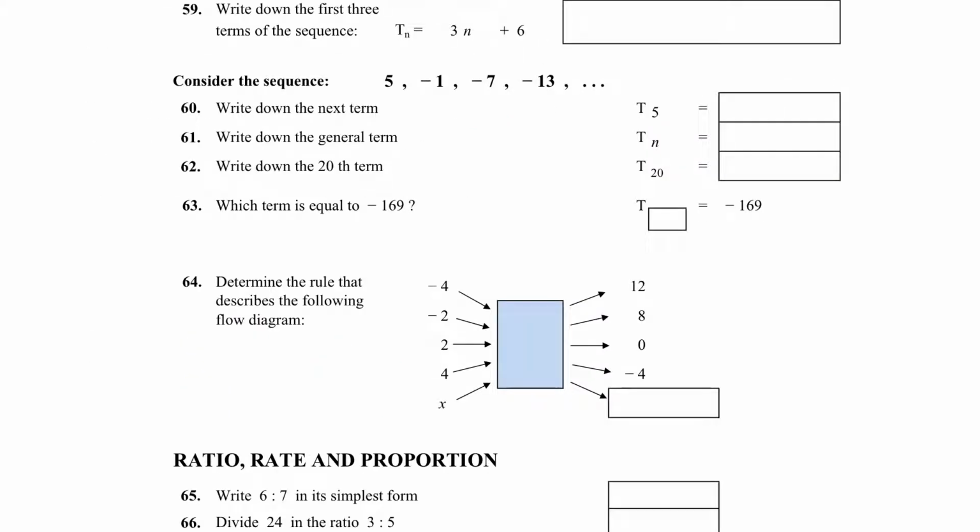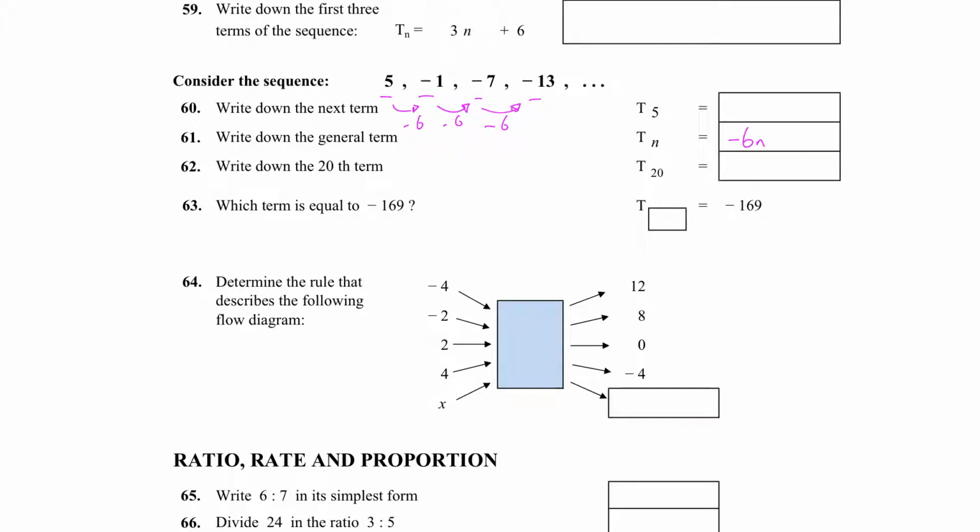Our friends, patterns, from today. I'm recording this on the Thursday. And we've got 5, minus 1, minus 7, minus 13. Write down the general term. Well, what is our constant difference here? To get from 5 to minus 1, we have subtracted 6. To get from minus 1 to minus 7, we've subtracted 6. And every time we subtract 6. So our Tn is minus 6 times n.